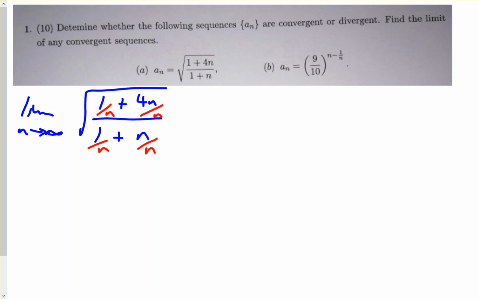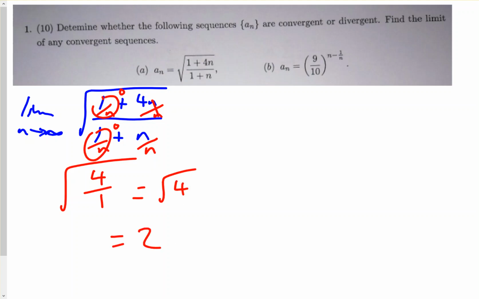Okay, and I'll see that this term goes to 0. This term goes to 0 as n approaches infinity. This would reduce, give me 4, and this would reduce, give me 1. So I have the square root of 4 over 1, which is the square root of 4, which is 2. So because we get a number, we would say that this sequence converges because we get the finite number 2. So we say it converges.